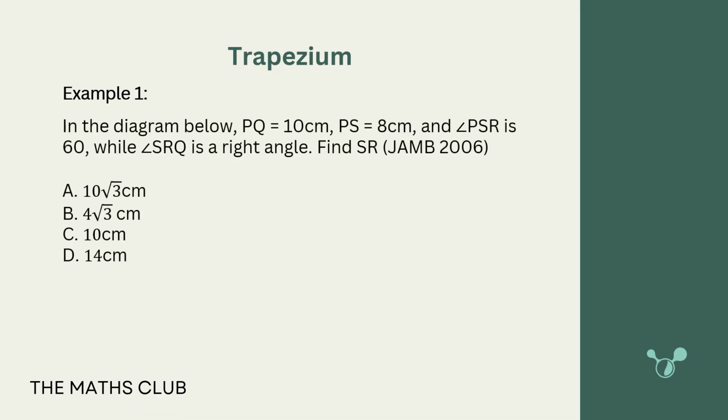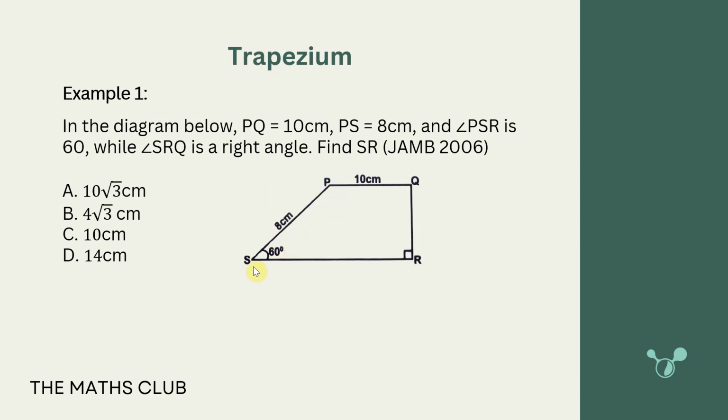Let's see an example. Example 1 says that in the diagram below, PQ is equal to 10 centimeters. So where's PQ? This is PQ. PS is 8 centimeters. Where's our PS? This is our PS. And the angle PSR, so this angle here, is 60 degrees.